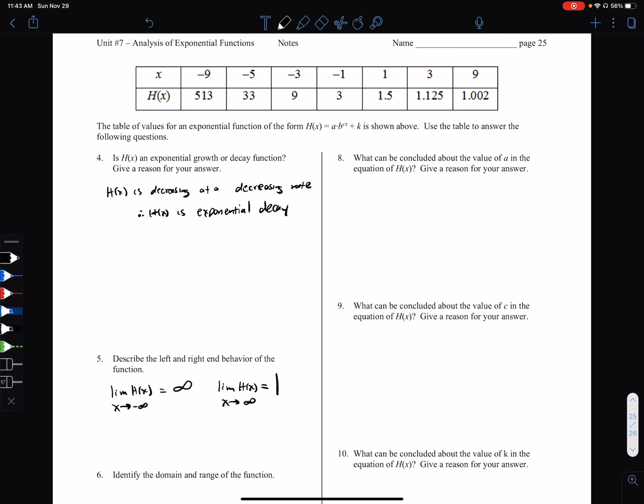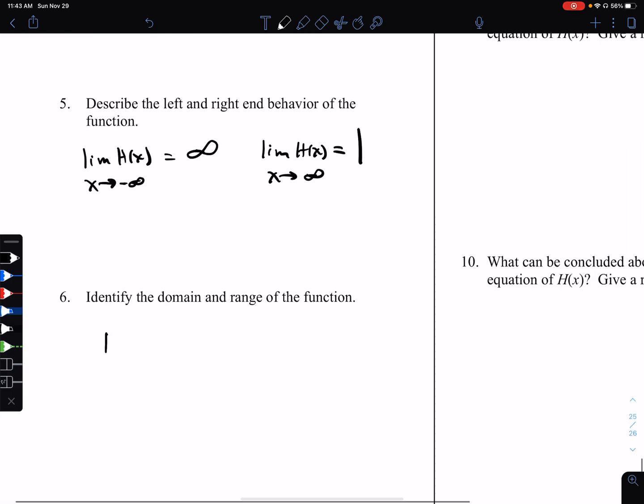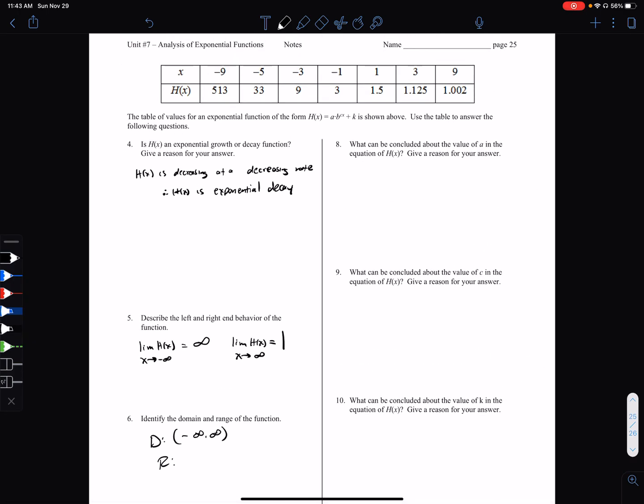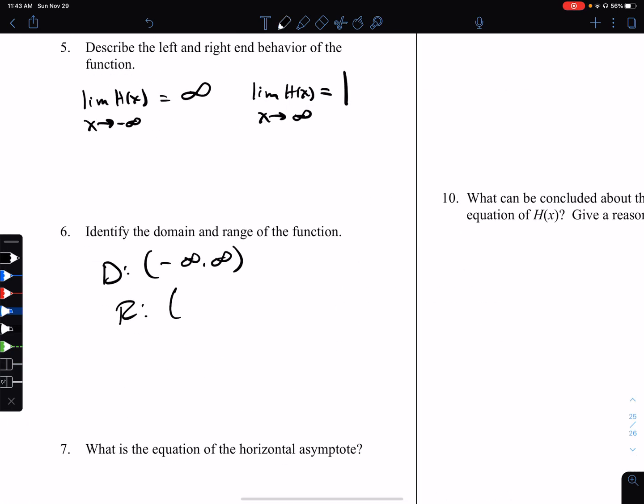Identify the domain and range. Well, the domain for every exponential function is negative infinity to infinity. The range goes from the horizontal asymptote up forever or from below the horizontal asymptote up to the horizontal asymptote. All of these numbers are above the horizontal asymptote of 1. So we would say the range is 1 to infinity.